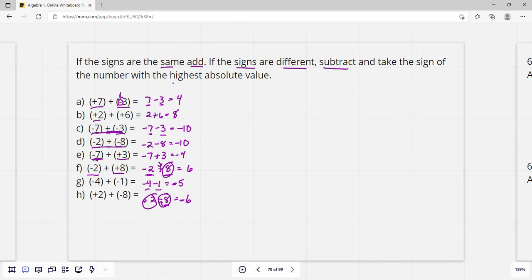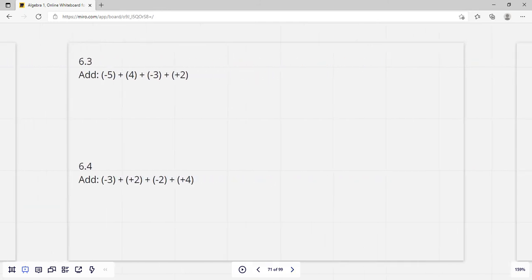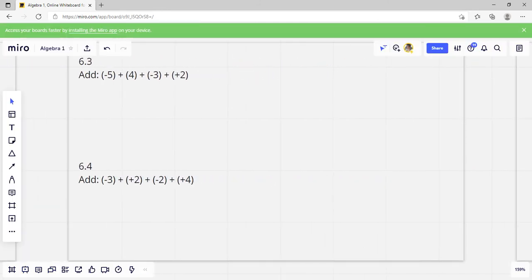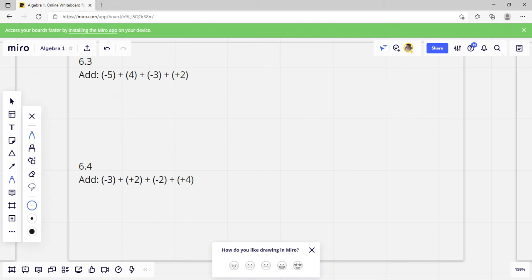The easiest way, I think, to think about it is just to think about it like money. All right, so you're going to have problems that look like this. They, in the book, say that you should put everything in parentheses. I think that makes it more confusing. I think the best way to write it is no parentheses.